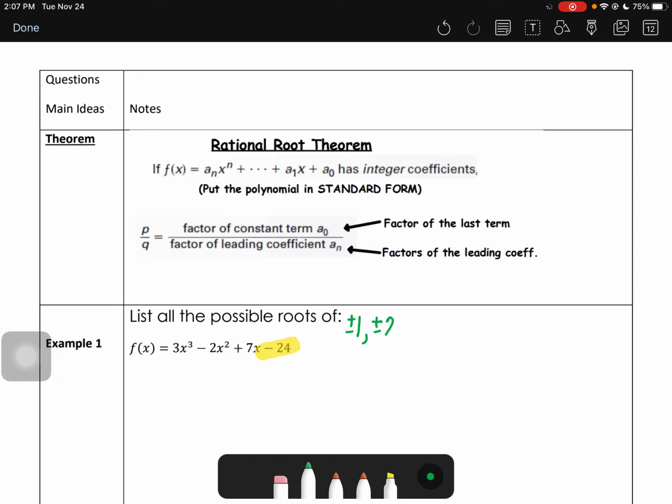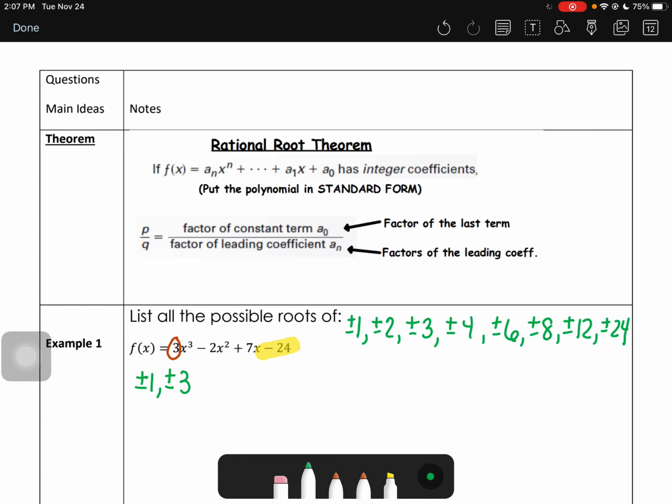We know that 2 goes into 24. We know that 3 goes into 24. We know that 4 goes into 24. We know that 6 goes into 24. 8, 12, and 24. Then we find all the factors of our leading coefficient, which is 3. And we know that 1 and 3, doing both the positive and the negative, can go into 3.